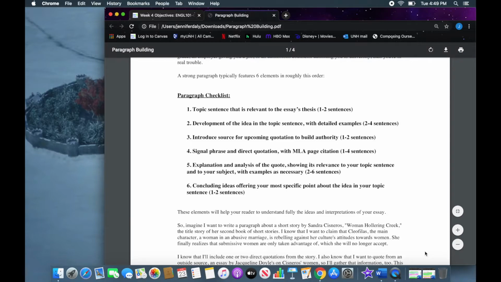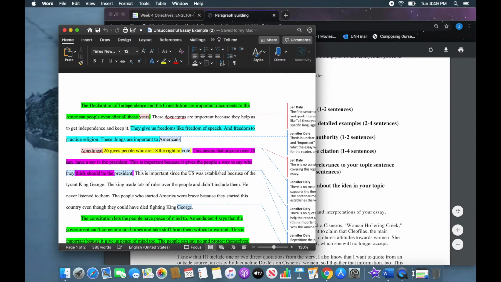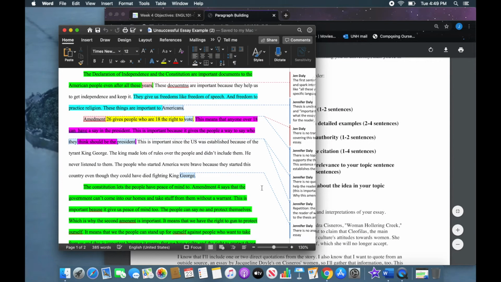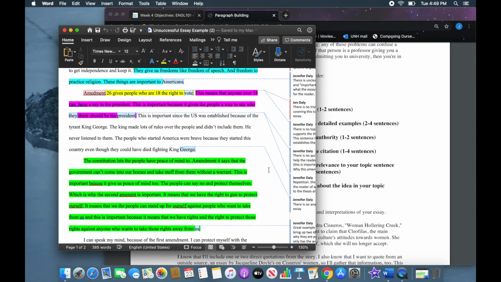So let's take a peek at the unsuccessful example first. Cool. So we remember our thesis here. They give us freedoms like freedom of speech and freedom to practice religion. These things are important to Americans, right? So let's take a peek here at these first two paragraphs and analyze why they are not the most successful of paragraphs. Okay, so first body paragraph.